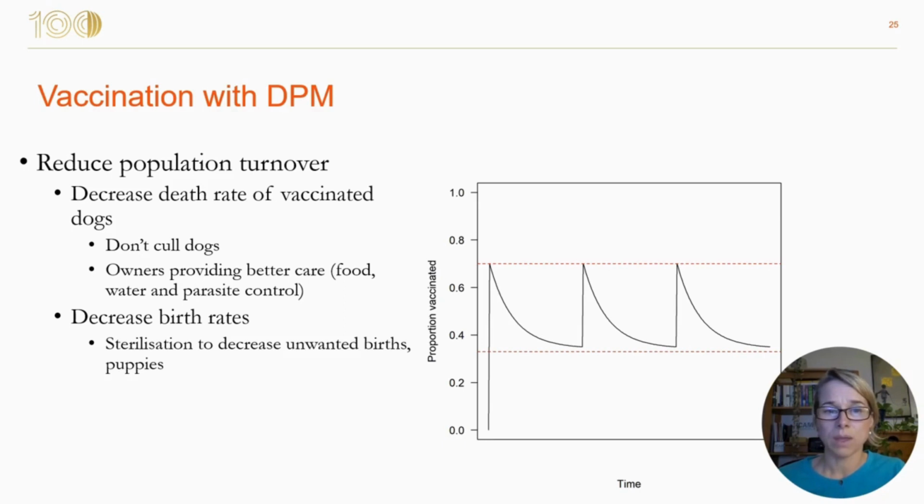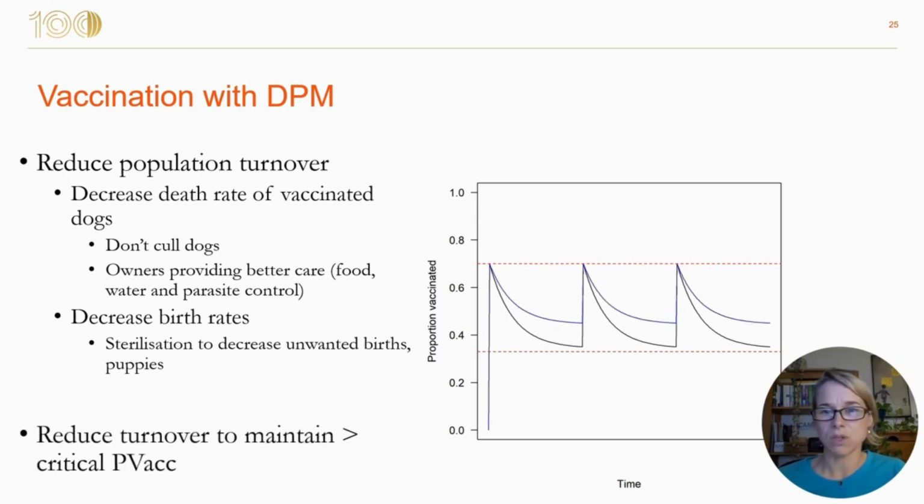If your DPM includes reproduction control, then you will be preventing the birth of susceptible puppies. So in effect, what we can do with DPM is make this fall in vaccination coverage more shallow, ensuring it doesn't fall below that critical herd immunity, giving us some breathing space between vaccination campaigns and making our vaccination that bit more effective. I also wanted to show you this line.